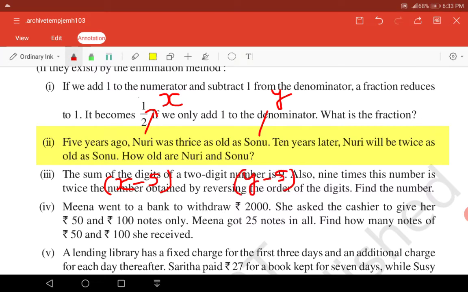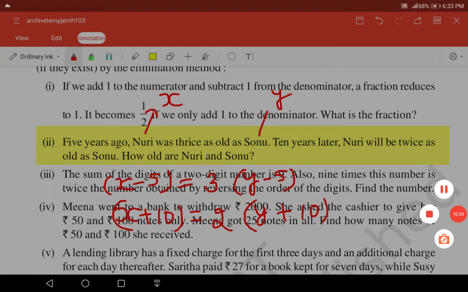They are saying 5 years ago Noori was thrice as old as Sonu. So your equation will become x minus 5 equal to 3 into y minus 5. Then 10 years later Noori will be twice as old as Sonu. 10 years later, Noori's age will be this and Sonu's age will be this, add 10 to each. But the age of Noori will be twice as old as Sonu, so we have to multiply the right side by 2. Okay, so let us do this question and solve these equations, simplify them and solve them by using the elimination method.